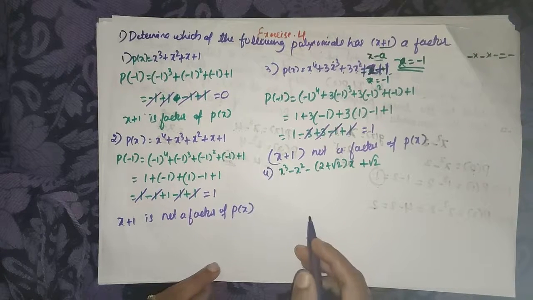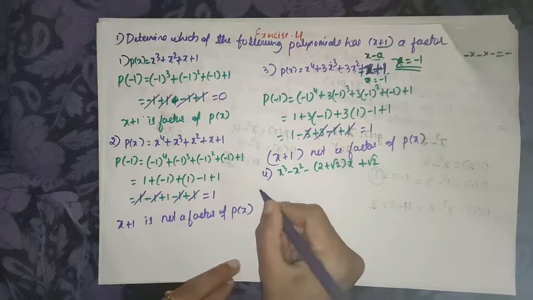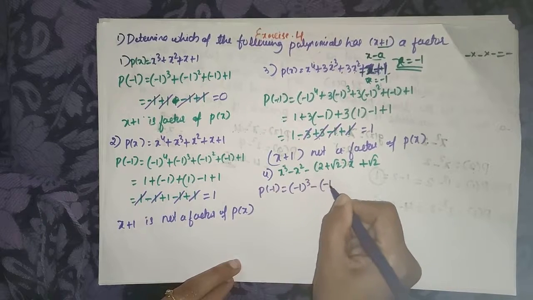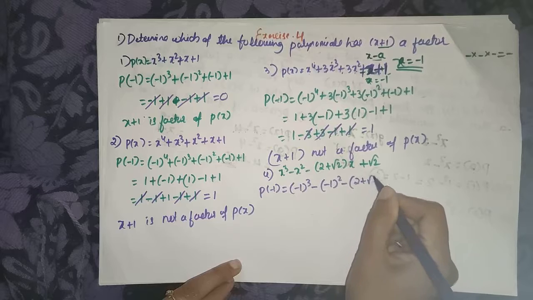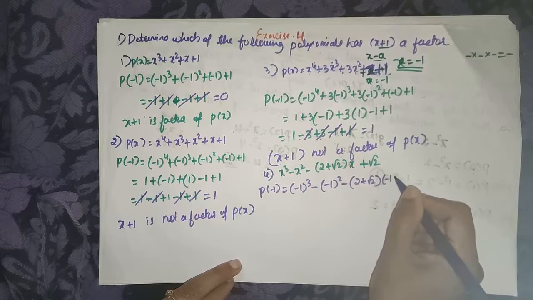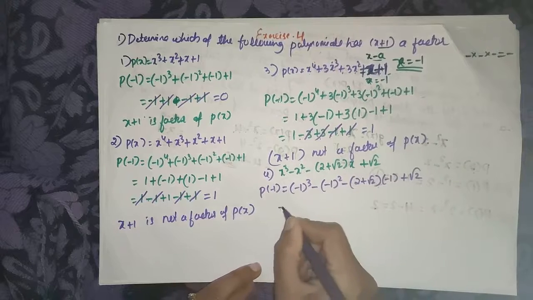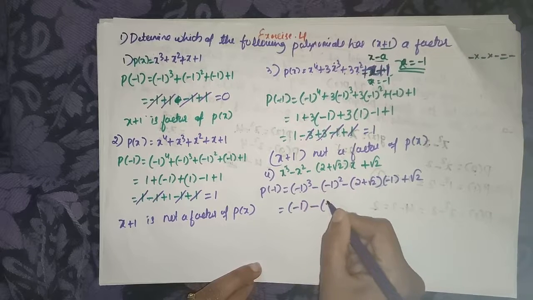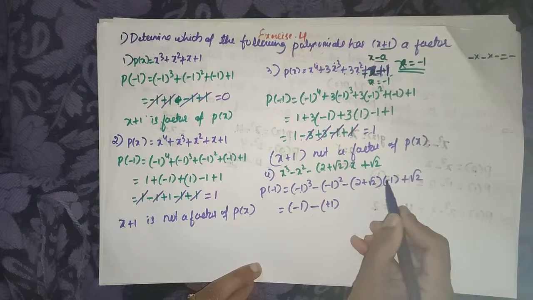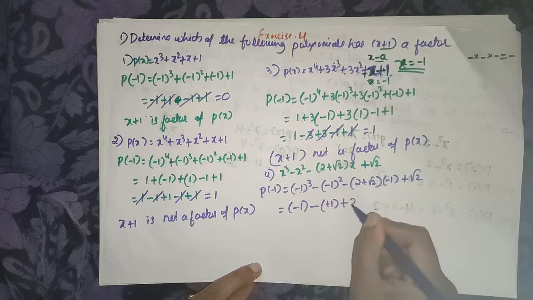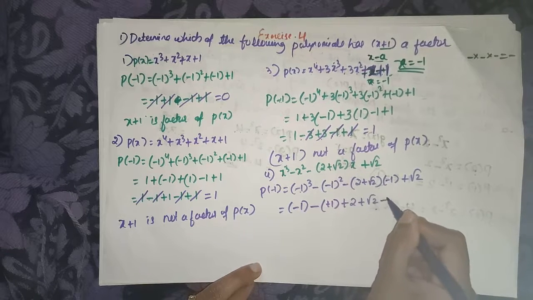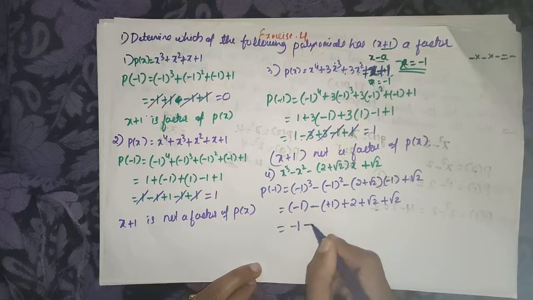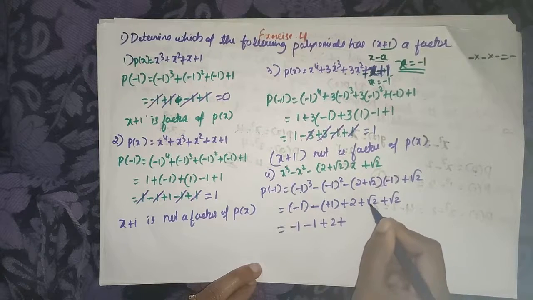So substitute x equals minus 1 in the fourth question. Here p of minus 1 equals x cube, that is minus 1 cube, minus of minus 1 square, minus of 2 plus root 2 times x, that is minus 1, plus root 2. Then minus cube is minus, 1 cube is 1, minus 1 square is plus 1. So here minus into minus plus, so 1 times 2, plus 1 times root 2, plus root 2.